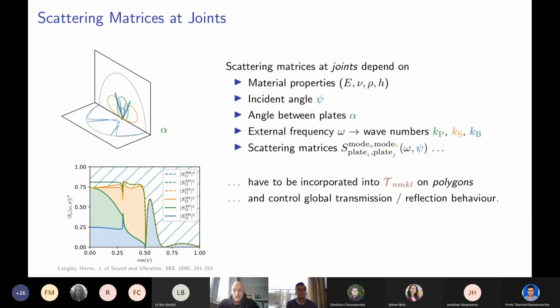You just have to incorporate that somehow into your T operator. And this then controls global transmission and reflection behavior. So now we've got everything together, all we need. We had our boundary map, we talked about densities, we talked about how to get the T operator, and we talked about how to incorporate curved behavior.